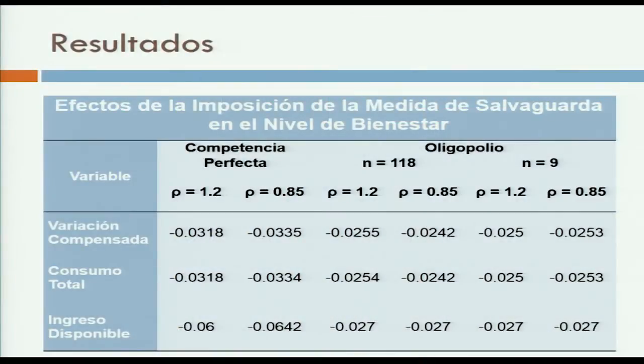I also calculated compensated variation, and the number that you see here in the first column is compensated variation as a proportion of the income of the consumer. The result is negative, which is not surprising. If I make a product more expensive, then the consumer will have to buy it at a higher cost, and if they want to substitute it for a national product, then the national good will also be more expensive. So the fact that this final result is negative is not surprising. The impact is not very significant.